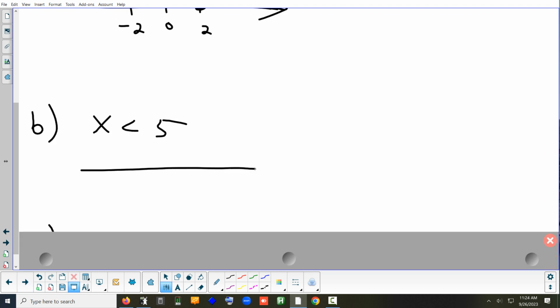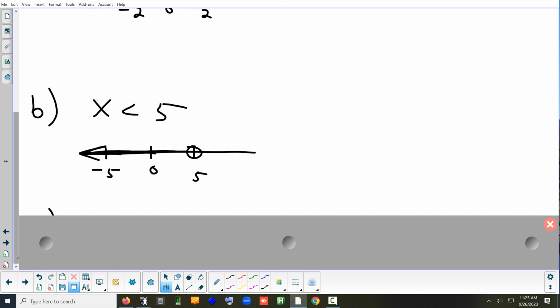How about this one? First, tell me the symbol and where to put it. Yep. You put an open circle on 5. Okay. So that's the symbol. And now I have to do one more thing. Brian, what do I do next? Arrow to the left. Yeah, I'm going to do an arrow to the left. And that's that. Okay, questions on that one?